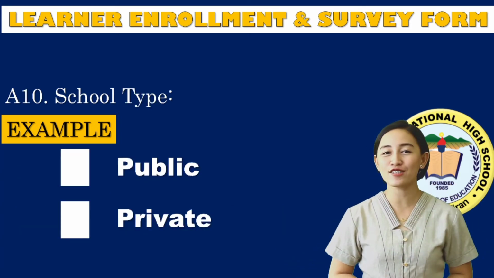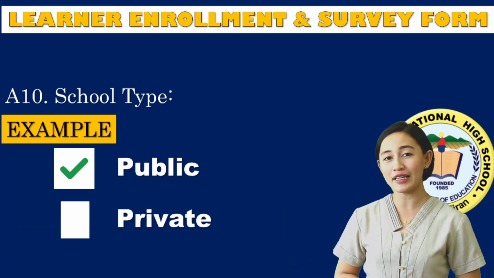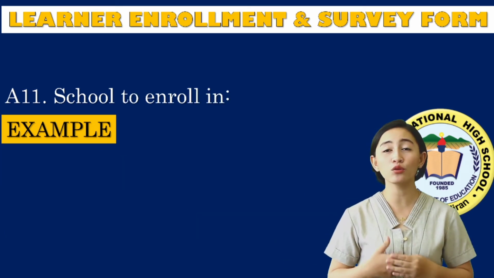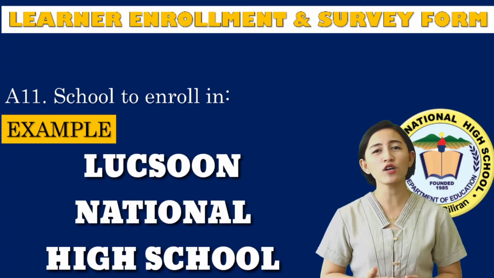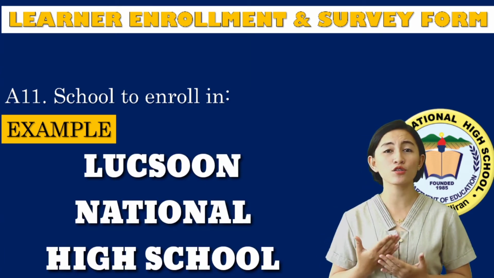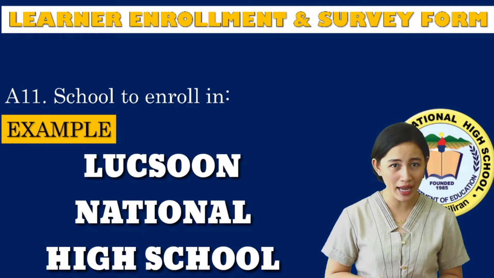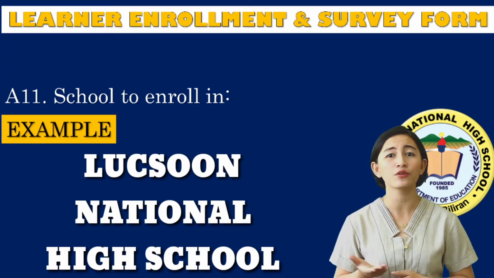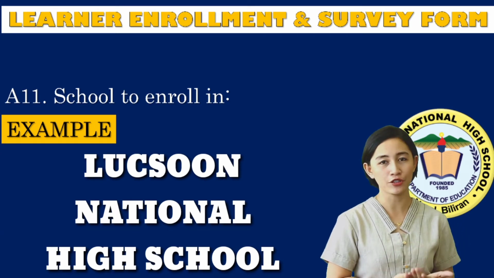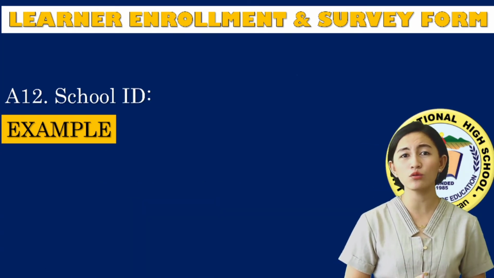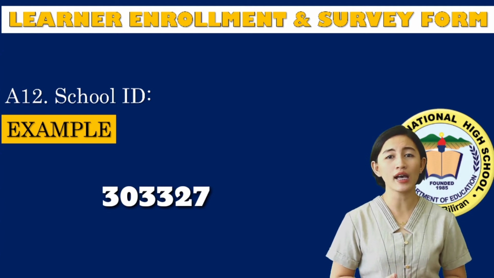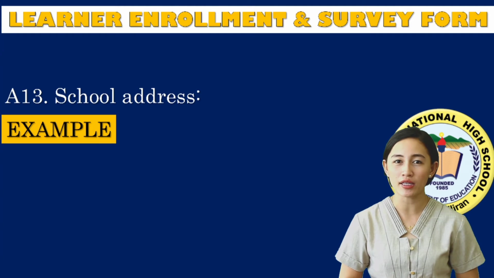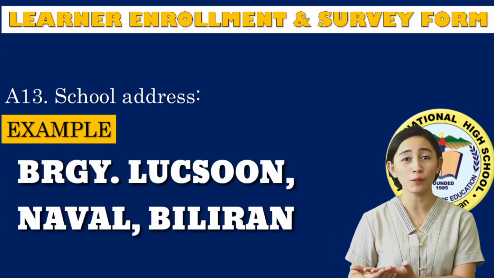For Part A10, school type, you choose whichever is applicable, public or private. For A11, school to enroll in. Example, Lucsoon National High School, this is the current school you wish to enroll in. Note that pwede magkaparehas ang school mo last school year at ngayon, even for returnees. Part A12, school ID, ang school kung saan ka magpapa-enroll. For Part A13, school address, ilalagay mo yung current school na iyong pag-aaralan.